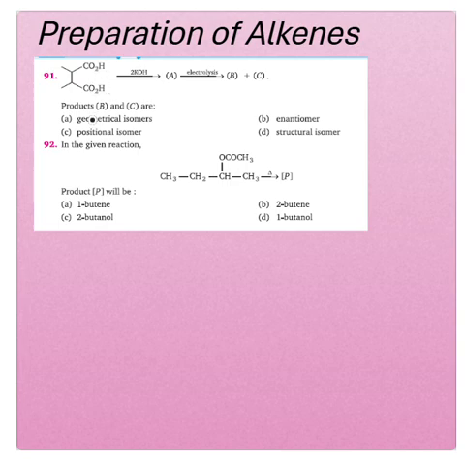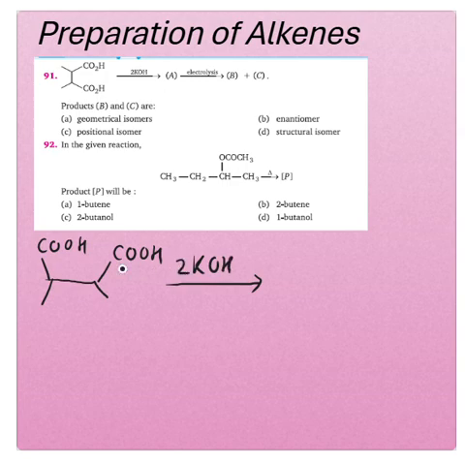It is a reaction of a dicarboxylic acid. What is a dicarboxylic acid? A molecule with 2 COOH groups, like this. First, it is treated with KOH. We know that whenever an acid reacts with a base like potassium hydroxide, it's going to form a salt, the potassium salt of the carboxylate ion. This is a simple acid-base reaction.